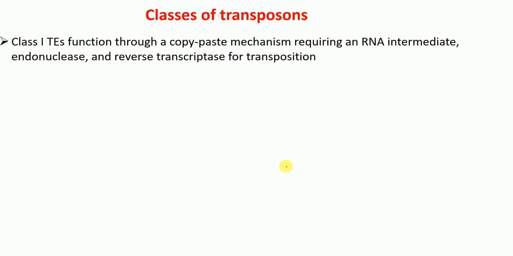Now further on, how do class 1 transposons function? The class 1 transposons function through a copy paste mechanism requiring an RNA intermediate, endonuclease, and reverse transcriptase, because these class 1 transposons are also called retrotransposons, so they also require reverse transcriptase for transposition or movement.